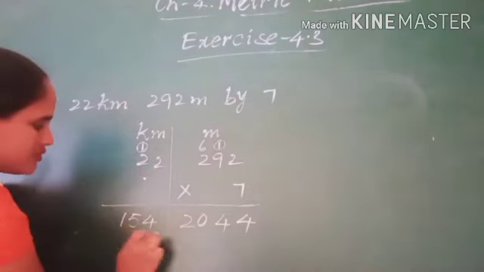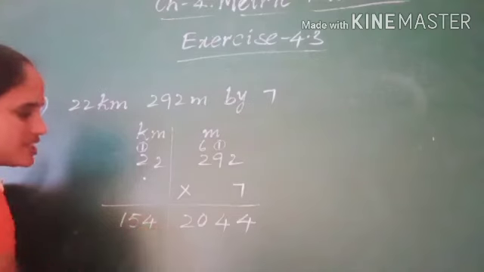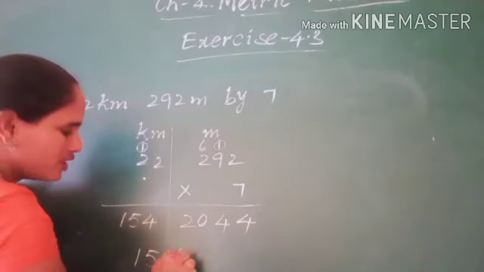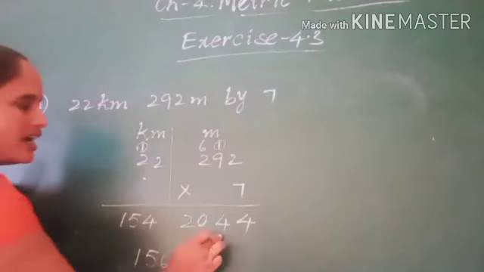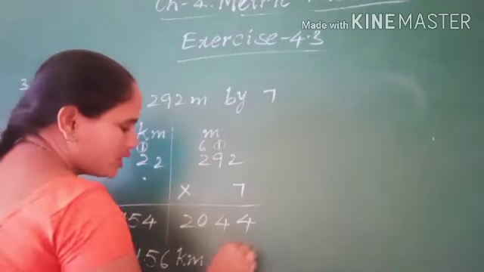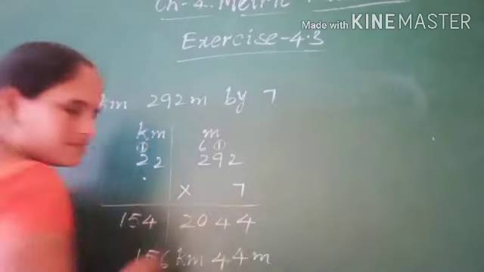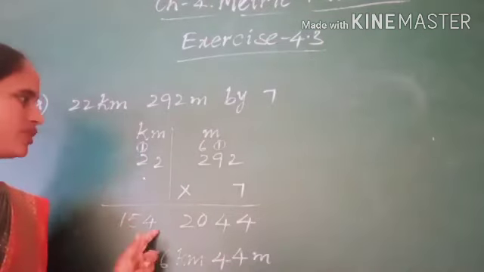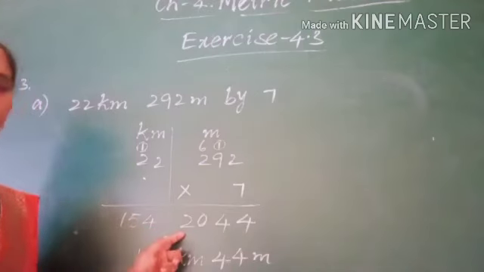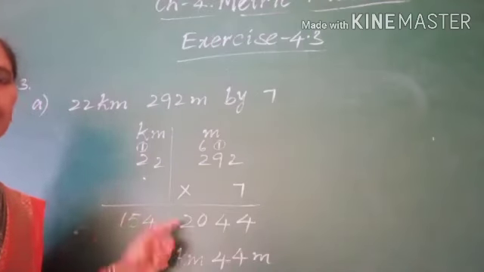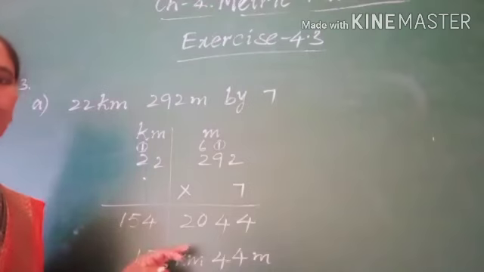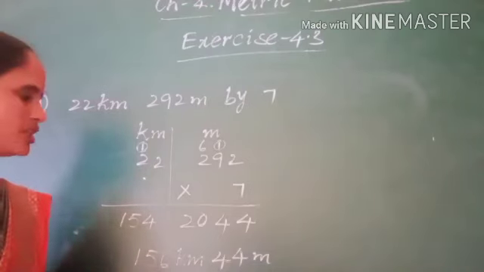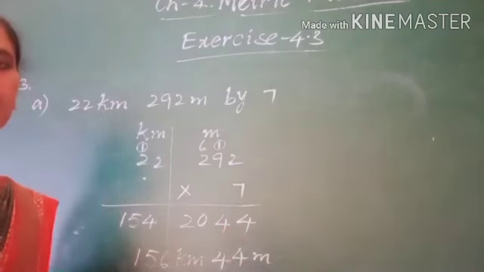Then add this 154 kilometers and at the same time 2 kilometers also. Totally we got here 156 kilometers and the remaining 44 meters. Is it clear? Here 154 kilometers are there. Again here 2000 meters are there. 2000 meters is nothing but 2 kilometers. Then 154 plus 2, 156 kilometers and 44 meters.